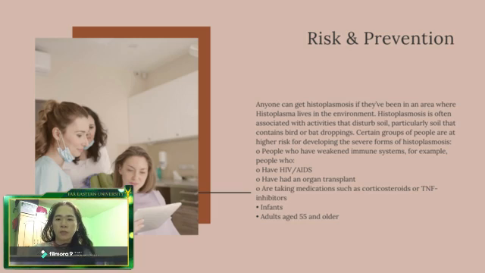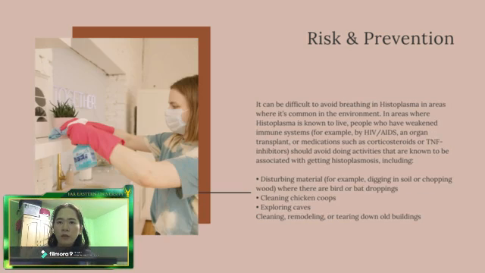Anyone can get histoplasmosis if they've been in an area where Histoplasma lives in the environment. Histoplasmosis is often associated with activities that disturb soil, particularly soil that contains bird or bat droppings. People who are at higher risk for developing the severe forms of histoplasmosis are people with a weakened immune system, infants, and older people. Avoid doing activities that are known to be associated with getting histoplasmosis.